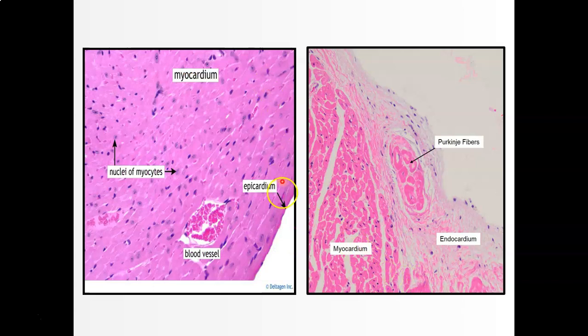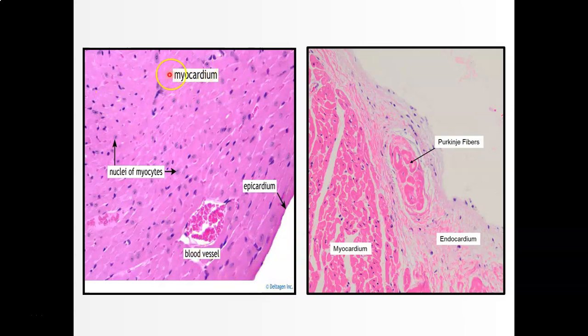Have a look here at the layers of the wall of the heart. This is the epicardium. Epicardium is formed of simple squamous epithelium. You may find here another covering of the whole heart, which is called pericardium. So the pericardium and the epicardium, both of them are formed of simple squamous epithelium.